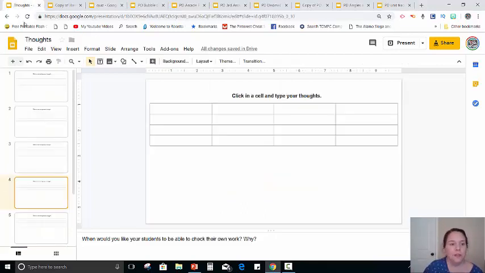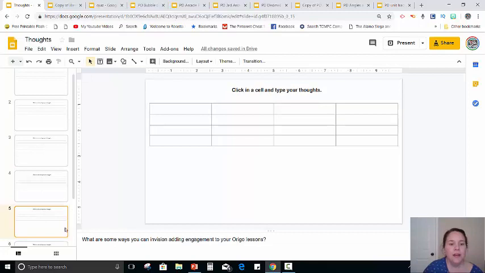So let's go back to our thought sheet on slide 5. What are some ways that you can envision adding engagement to your lessons? Think about the things that you teach and the activities that maybe you don't feel are very hands-on. What could you do with technology in order to bridge that gap?